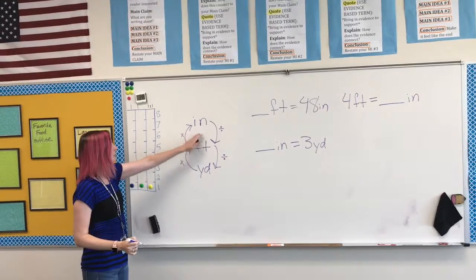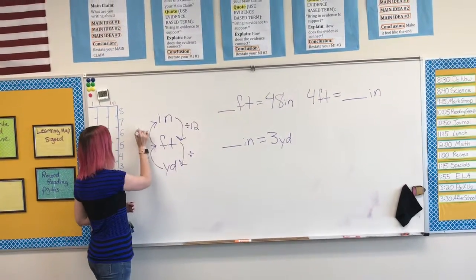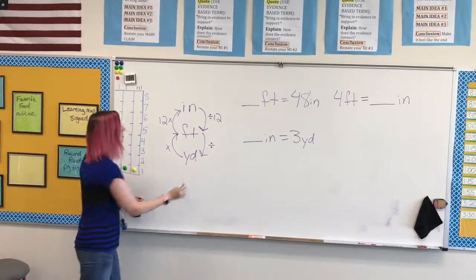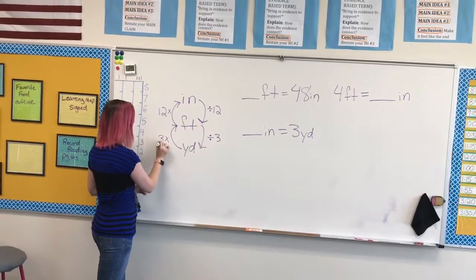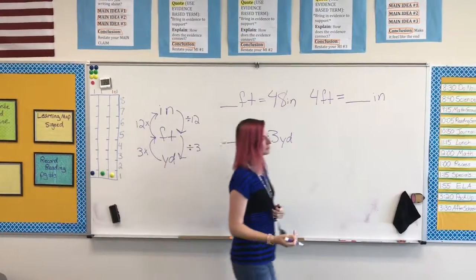Now, from inches to feet, there are 12 inches in 1 foot. So I'm going to put 12 here and 12 here. From feet to yards, there are 3 feet in every yard. So I'm going to put 3 here and 3 here. Now that we have our conversion chart set up, we can start converting.